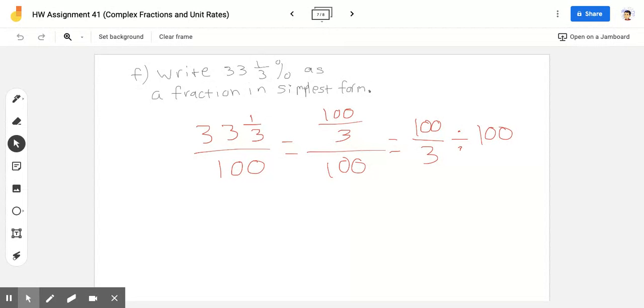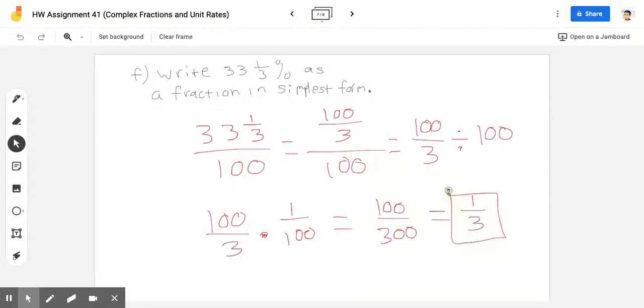So let's go ahead and rewrite it. So it's 100 over 3 times 1 over 100, because we're taking the reciprocal, which is simply going to be 100 over 300, which simplifies to 1/3. So 33 1/3% as a fraction in simplest form is 1/3.